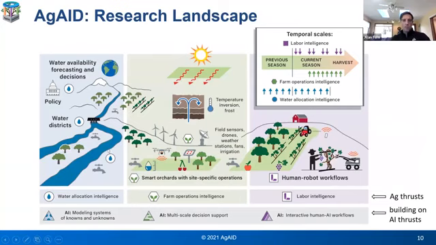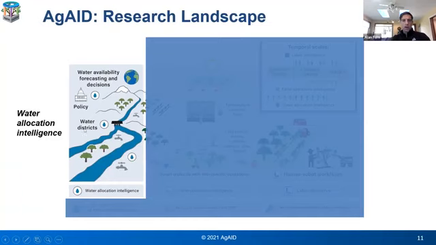So we've got water, we have our farm intelligence, operations intelligence, and then our labor intelligence. And I'll go through each of these. So our water intelligence, again, water allocation is very complicated, there's a lot of politics involved, a lot of just decision making all the way down, from the policymakers to the actual farmer.